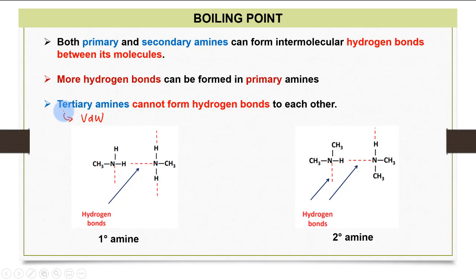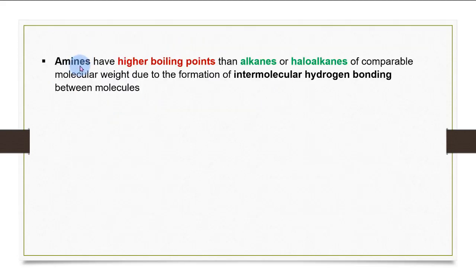Okay, you can take notes over here. Tertiary amines have only weak van der Waals forces. If you want to compare the boiling point, amines have a higher boiling point than alkanes and haloalkanes of comparable molecular weights due to the formation of intermolecular hydrogen bonding between the molecules.